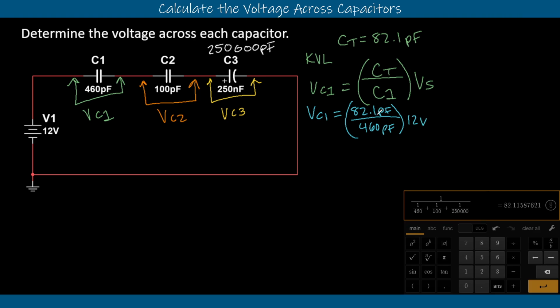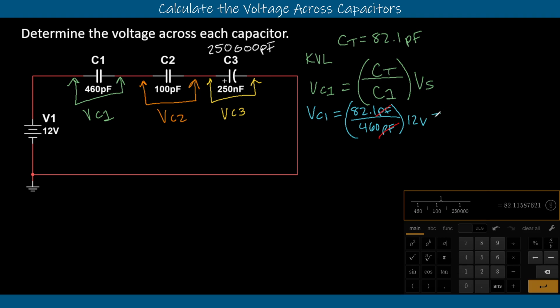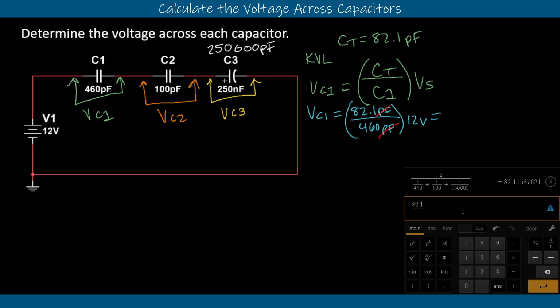Note that these picofarads are going to cancel out on top and bottom, so you'll just divide that ratio out, and your answer can be ignoring the picofarads completely. So we'll just say 82.1, divided by 460, and that gives us a ratio of about 17.8% of our total voltage here, so we'll multiply that by the voltage itself, which is 12, and that gives us our answer, our voltage drop across C1. That gives us 2.14 volts. So VC1 is 2.14 volts.